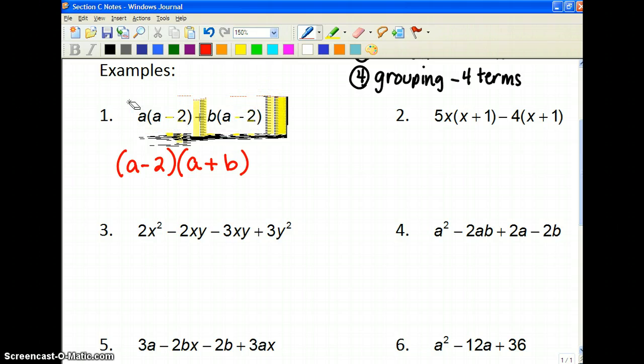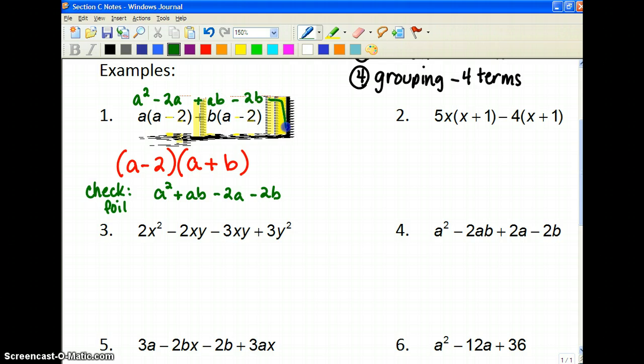Now you'll see if we can check this answer. If you check it with FOIL, you would get a squared plus ab minus 2a minus 2b. None of those are like terms, so you would just get those 4 terms. Well, what happens up here if you distribute? You get a squared minus 2a plus ab minus 2b. Aren't these 2 exactly the same thing? So you've done it correctly.